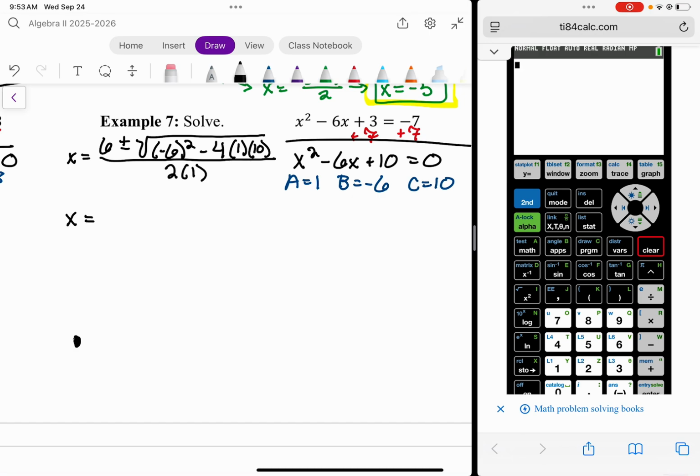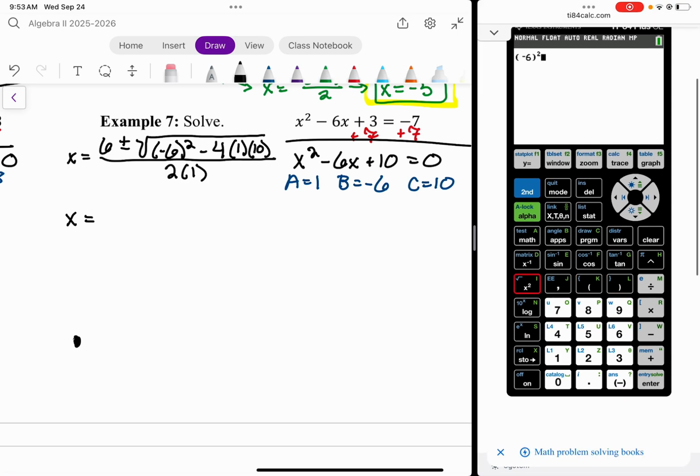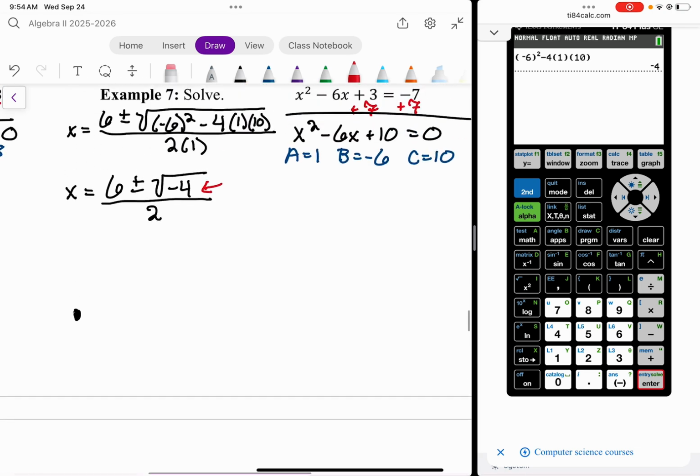On the calculator, I'm going to type in only the discriminant part. So starting with negative 6 in parentheses, and then the squared on the outside, minus 4 times a times c. And that gives us the number of negative 4. So we would have 6 plus or minus the square root of negative 4 all over 2 times 1, which is 2. Now, because this number is less than 0 underneath the square root, that means our discriminant is telling us we're going to get 2 imaginary solutions.